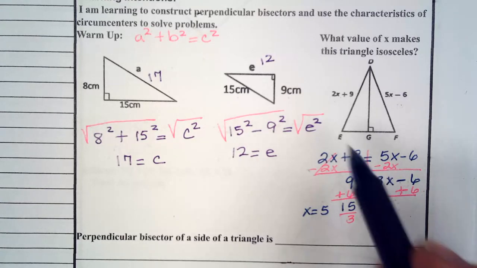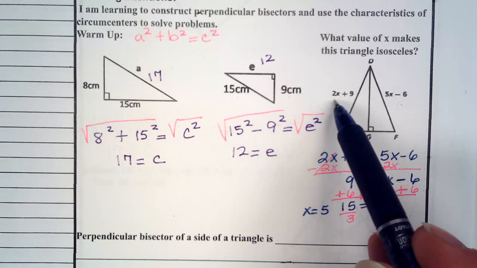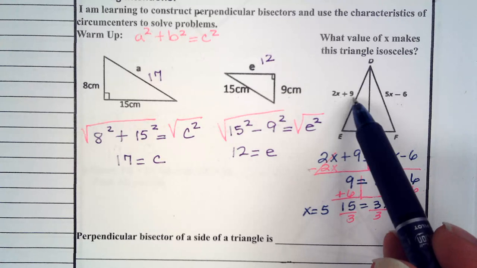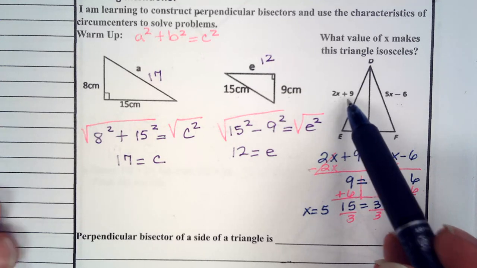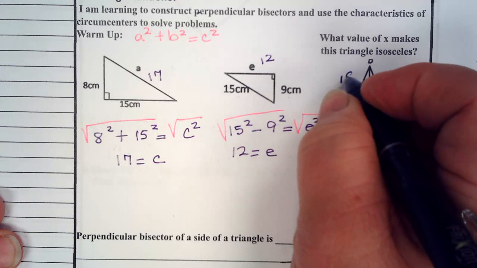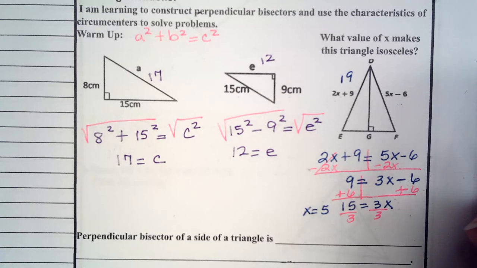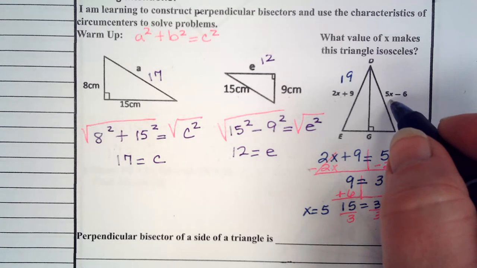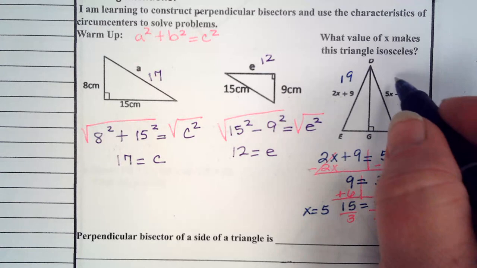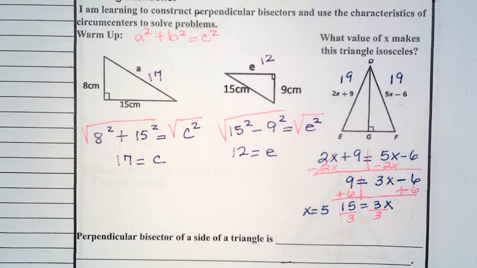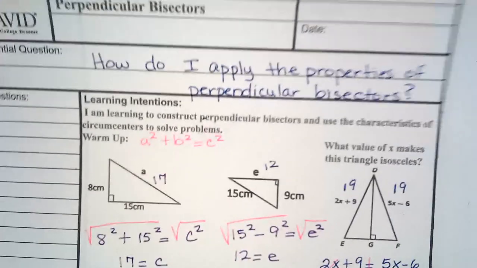How do I check? Okay, 2 times 5 plus 9. 2 times 5 is 10. 10 plus 9 is 19. 5 times 5 is 25. Minus 6 is 19 also. So you substitute in and make sure both of those numbers are the same. Okay, that's all of the warm-ups. Now we're going to look at today's lesson.